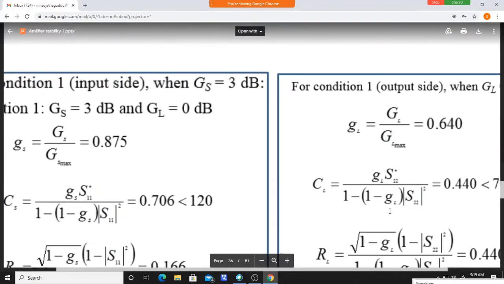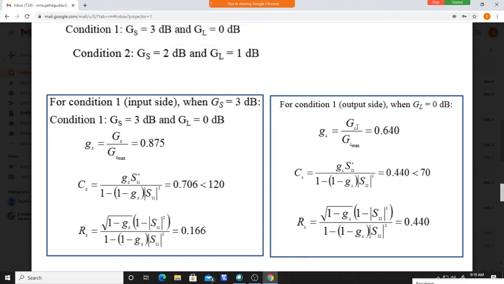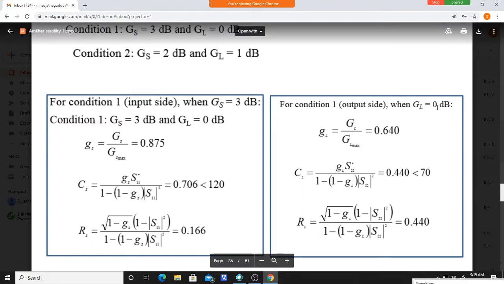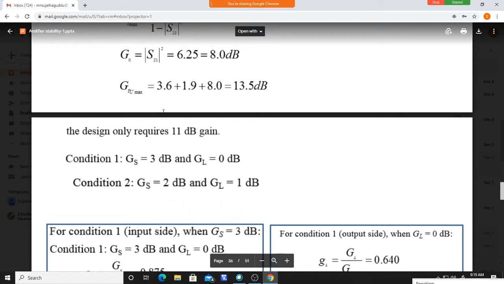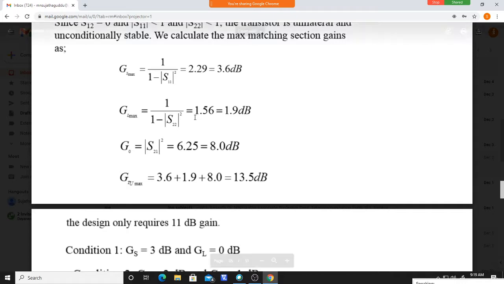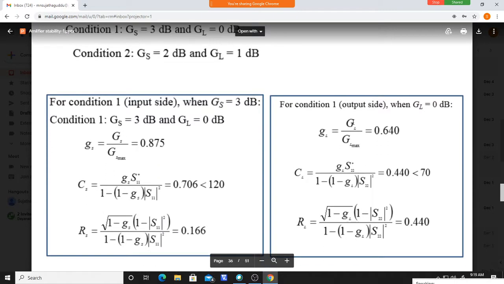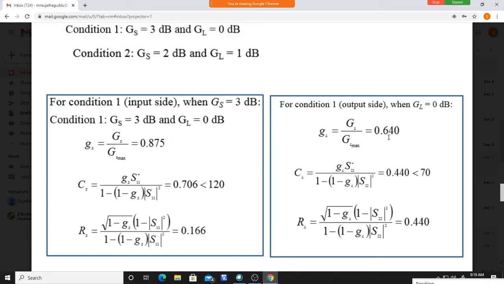Similarly, the 0 dB circle, the output to get a ZL value. This is a 0 dB circle. To get a 0 dB circle, the center and radius use GL and GL maximum. GL is 0 dB, GL ratio, this is in dB. So the antilog of this means 1 divided by the maximum value of GL. This maximum value is 1.56. That is 1.9 in dB, but you should take the ratio 1.56. So we should do 1 divided by 1.56 here. We will be getting 0.64.